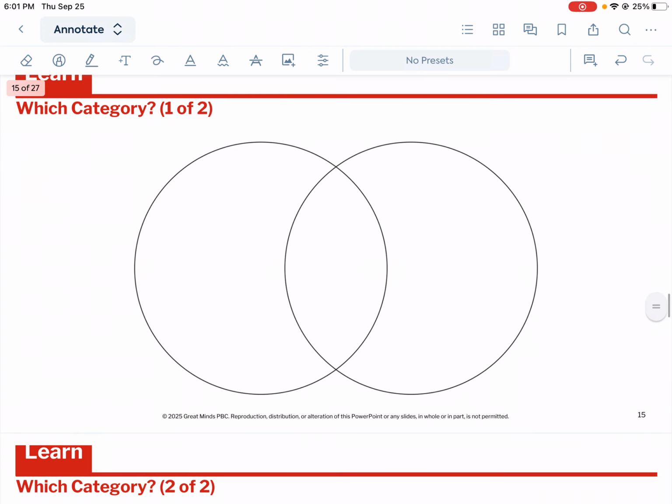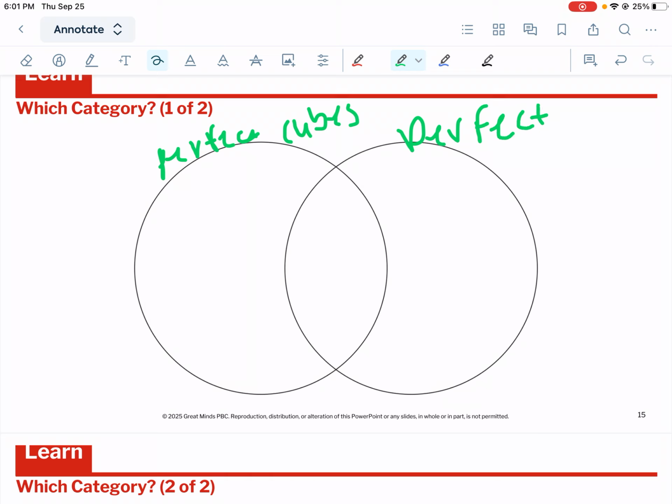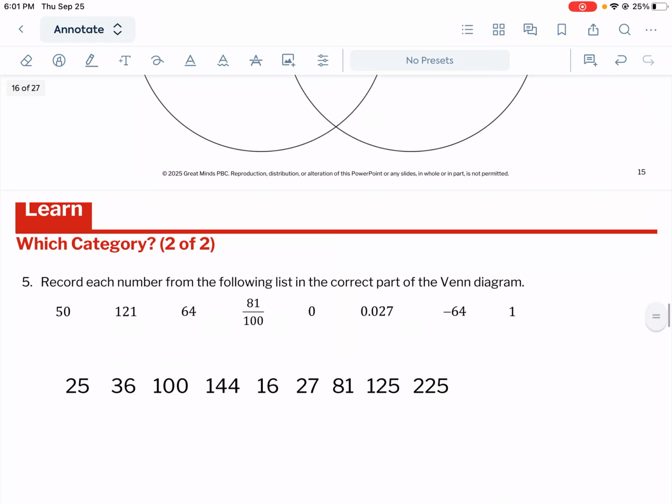Here we completed this Venn diagram. We just labeled one side perfect cubes. This was perfect squares. In the middle was both. If you labeled it the opposite way, that's fine. It doesn't matter. Just make sure you can distinguish between the both of them. One side needs to be cubes and one side needs to be squares. The middle needs to stay both.